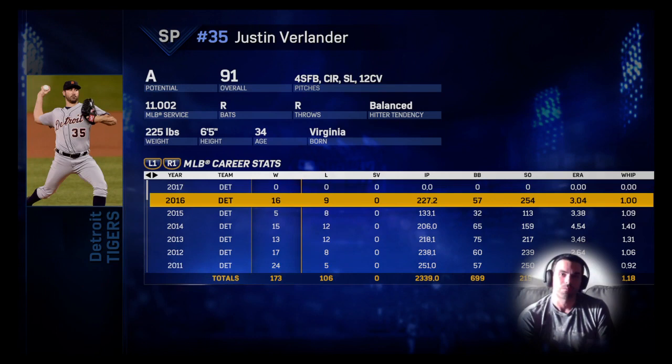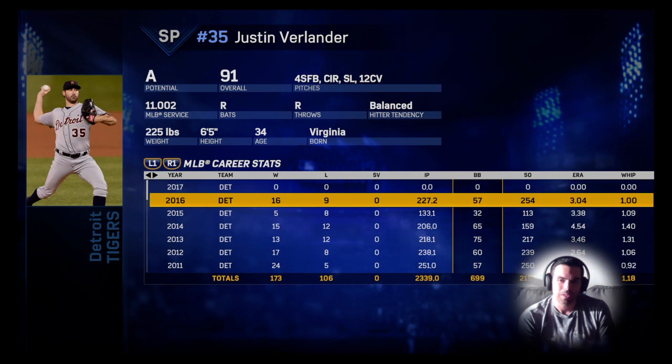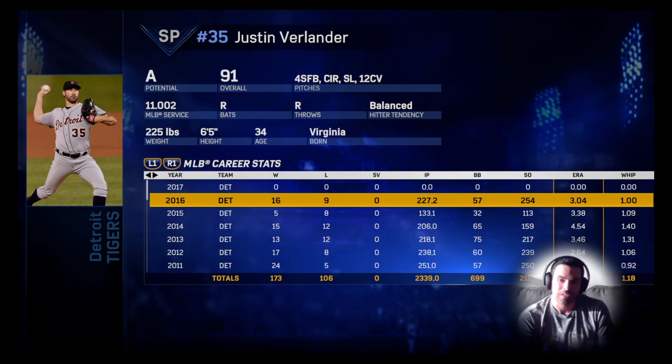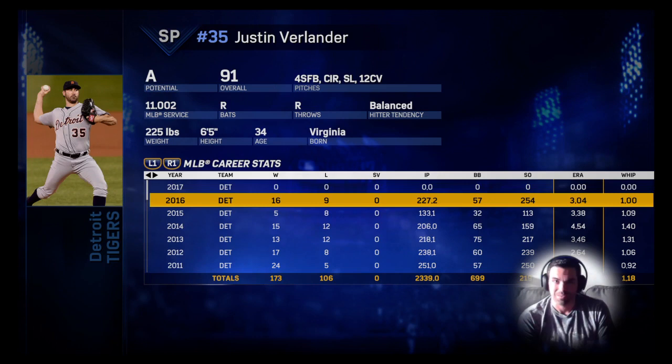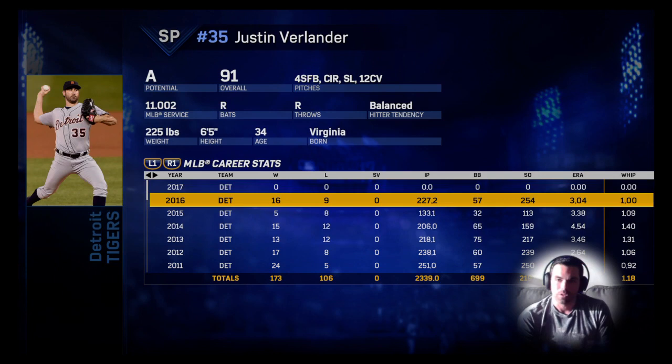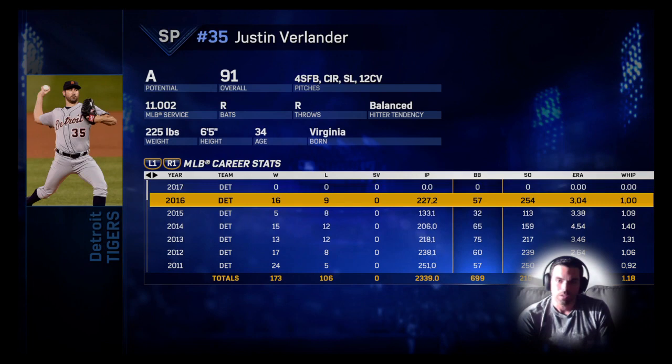So innings pitched, just about the same. Look at the strikeouts. 254 strikeouts in 227 innings pitched. 3.04 ERA, which again, we're not really looking at ERA because it's a stat that takes into account your defense and a lot of other different things. His WHIP was lower. Folks, his strikeouts were more than one per inning, right? The walks, he had more walks.